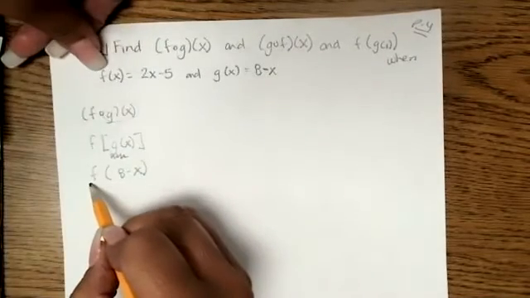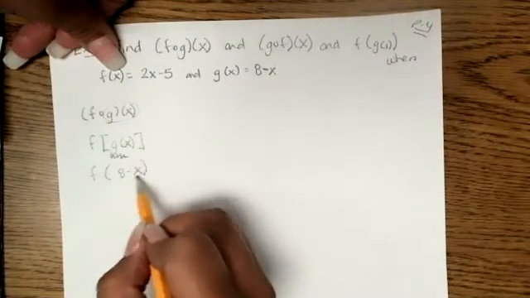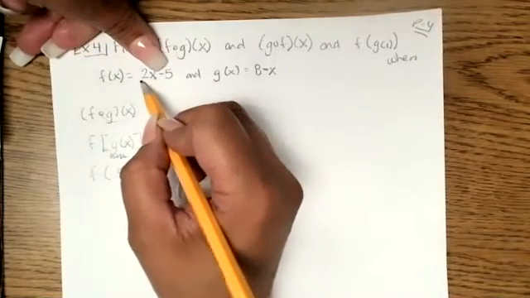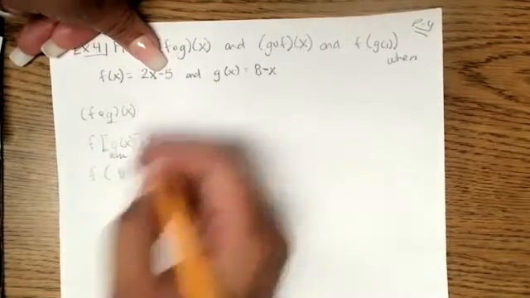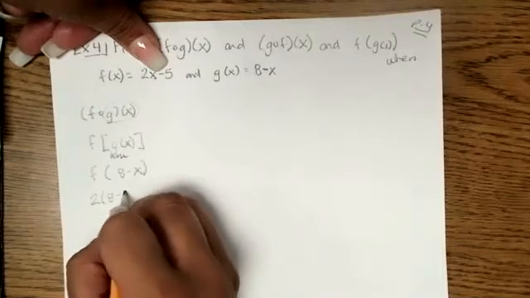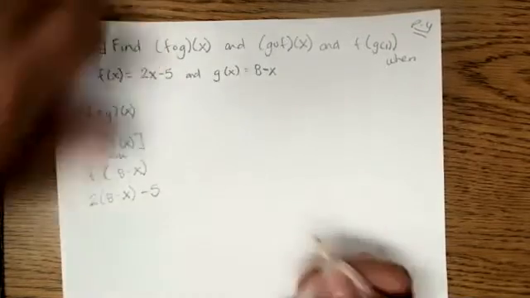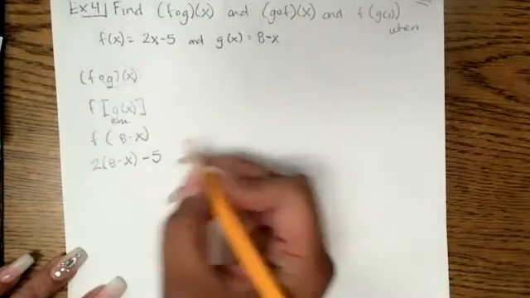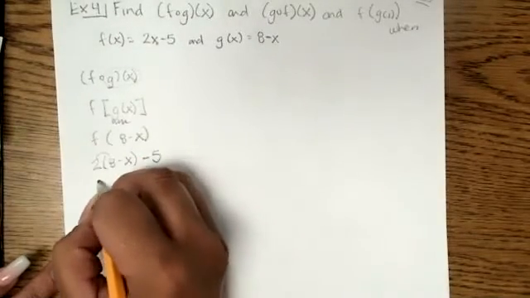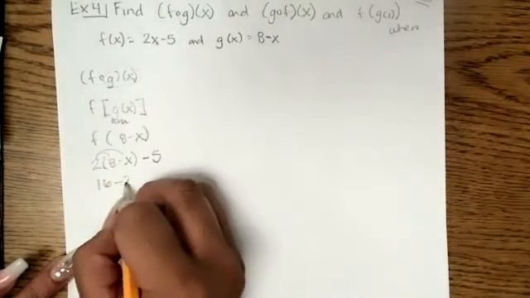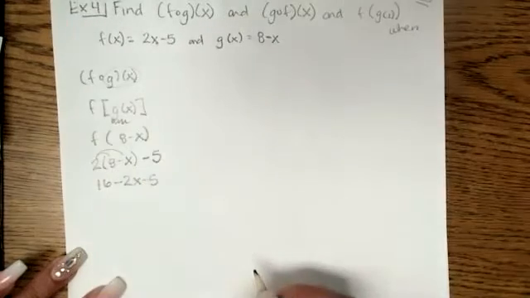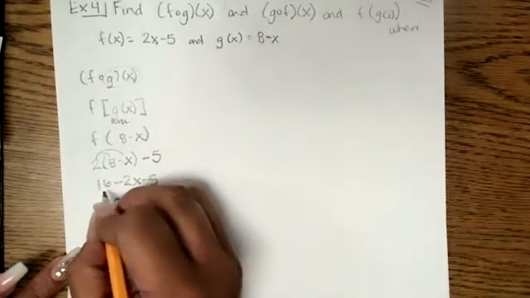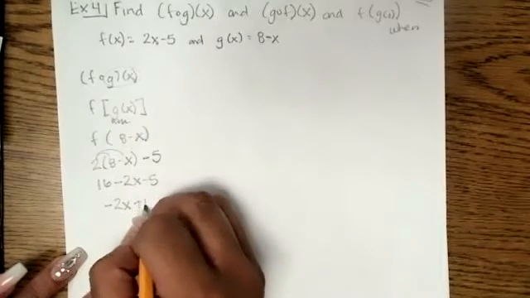Now I'm going to go to the f equation, and everywhere I see the variable, I'm going to plug in 8 minus x. So I put an 8 minus x right there. So it's going to be 2 times 8 minus x, subtract 5. And because I plugged it in, the f is gone. Distribute, so 2 times 8 is 16, minus 2x minus 5. When I combine like terms, I'm going to put the variable first. And 16 minus 5 is positive 11.